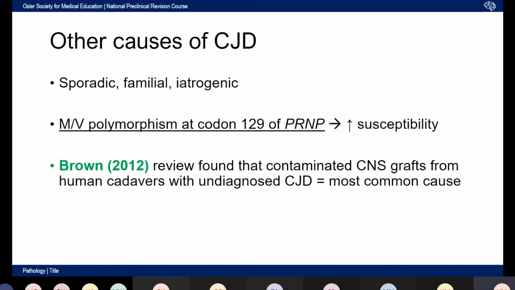As well as this infectious cause of CJD, known as variant CJD, there is a sporadic version, which is just caused by de novo mutation in the prion protein gene called PRNP, and a familial version caused by an inherited mutation, and an iatrogenic version, so a doctor-caused version, caused, for example, by transplanting a contaminated brain graft from an undiagnosed CJD patient.